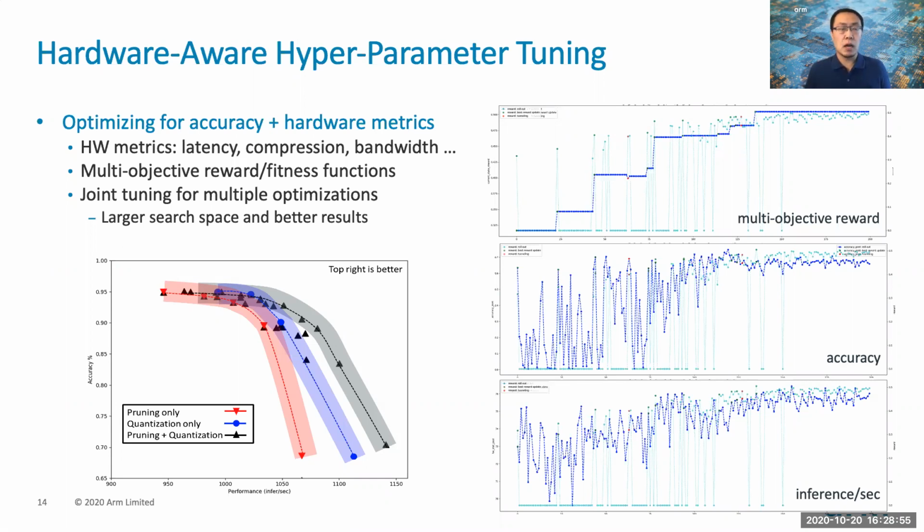And the diagram on the left side represents some ongoing effort that is very exciting, where we've joined the search space across multiple optimizations, in this case, pruning and quantization. So what it's showing is that by combining and searching a larger search space, there is a better Pareto frontier compared to doing the optimization individually.